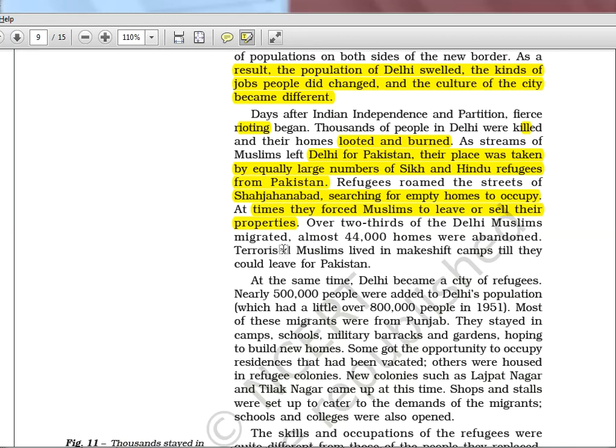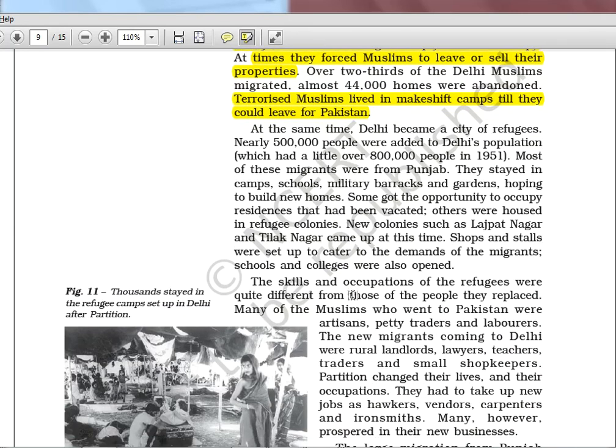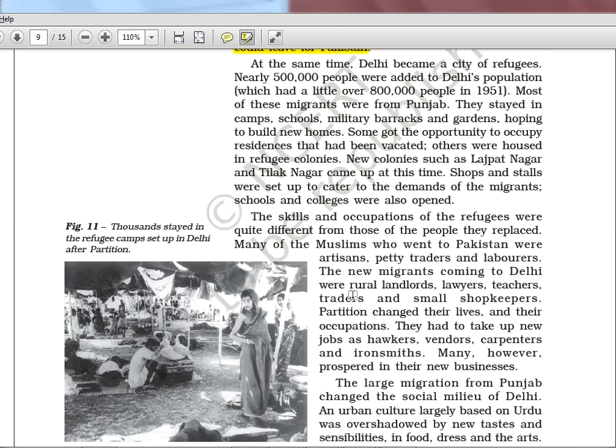Terrorized Muslims lived in makeshift camps till they could leave for Pakistan. The refugee camps and all. As I told, it's very painful. Many people have suffered and still have problems or sufferings because of that. Delhi became a city of refugees. Any question on partition, you can get points from here.